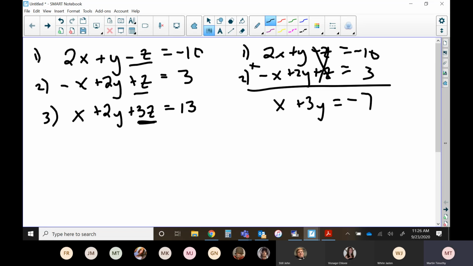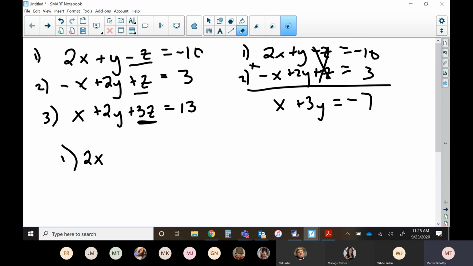Now I've created one equation that only has how many variables? Two variables. I have one equation that has two variables. What did we say? When we have two variables, how many equations do we have to have in order to solve it? So I only have one right now. So I need to create another one. Do you follow me? So that's why I'm going to use 1 and 3 to create a second one.